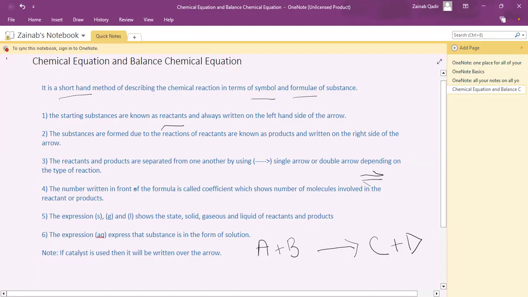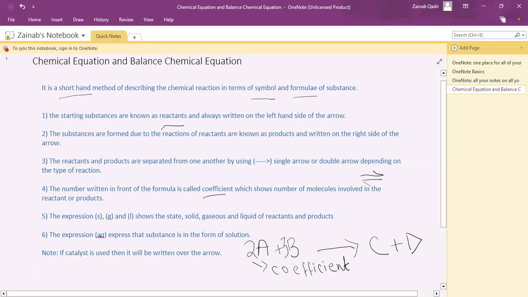The number written in front of a formula is called the coefficient. For example, sometimes we have a number written beside the molecule, such as 2 or 3. It is known as the coefficient, which is used to balance the chemical equation. The expressions S, G, and L show the state of the reactants and products, that is solid, liquid, and gaseous state.